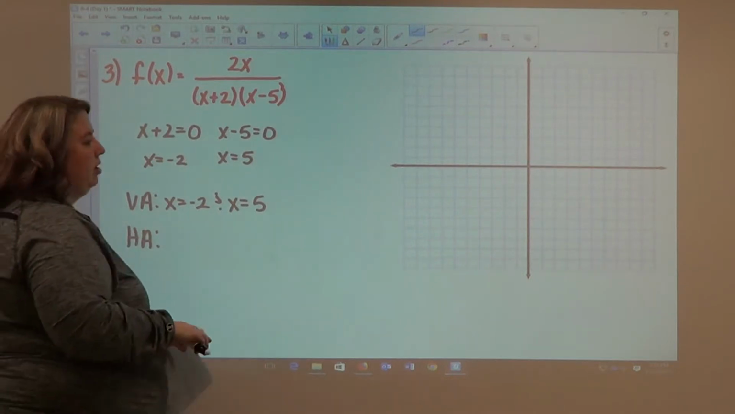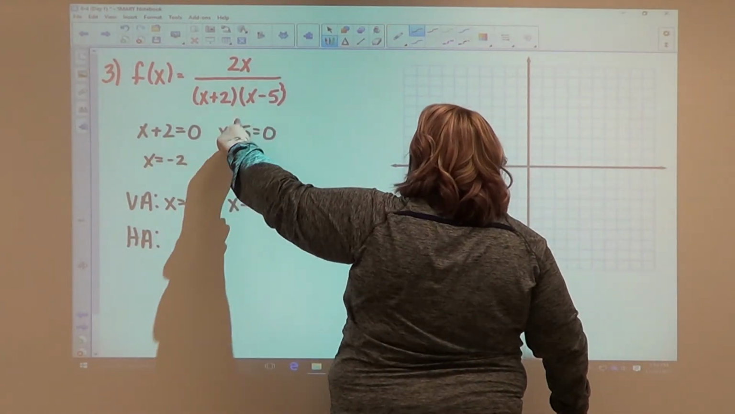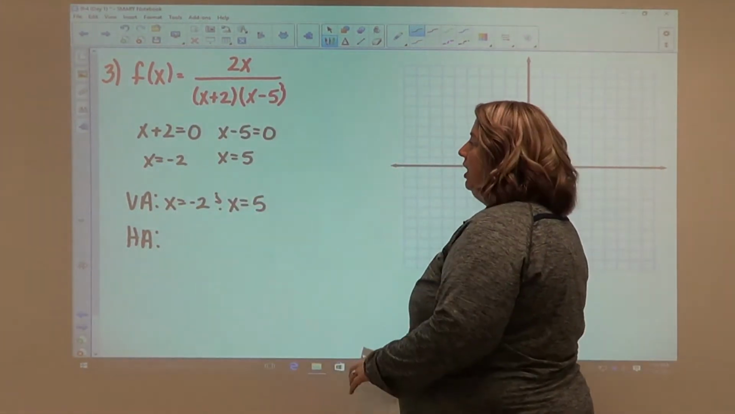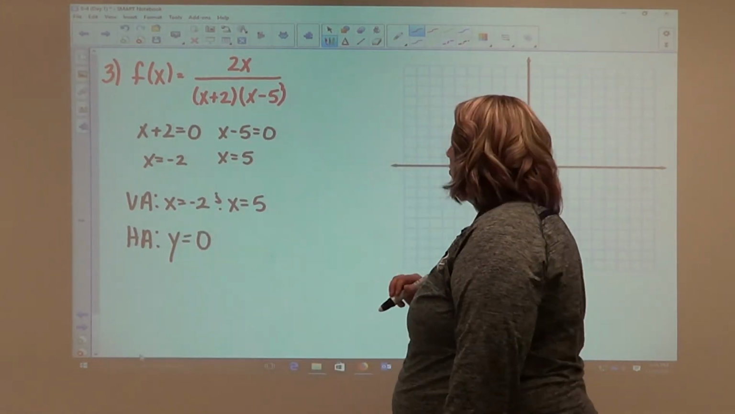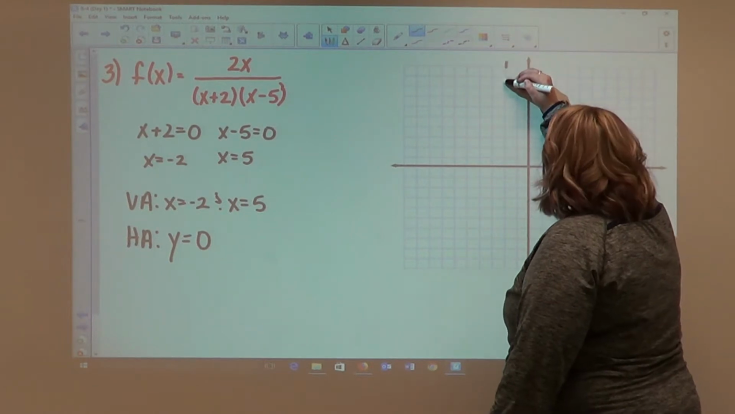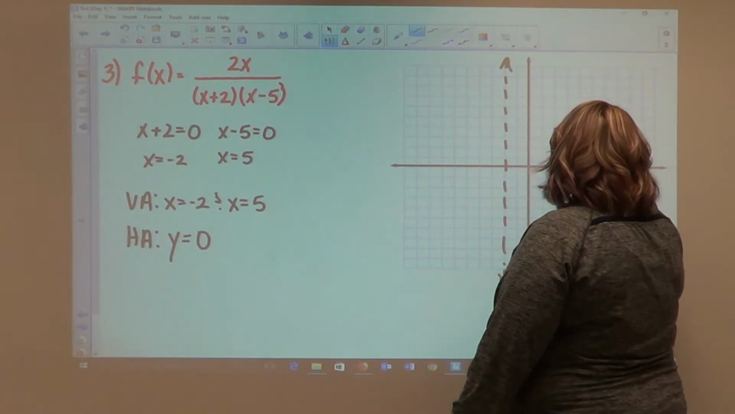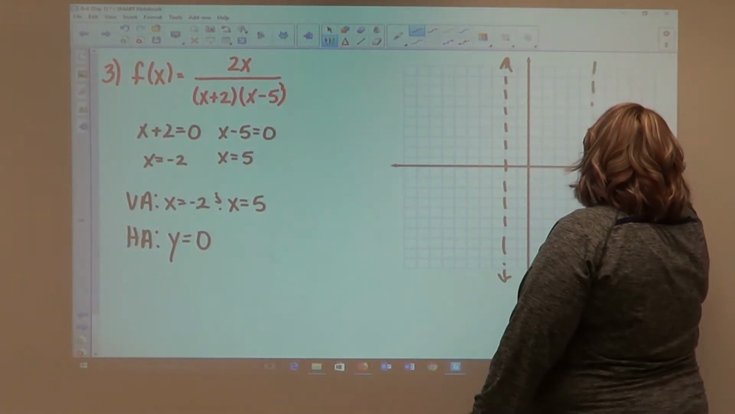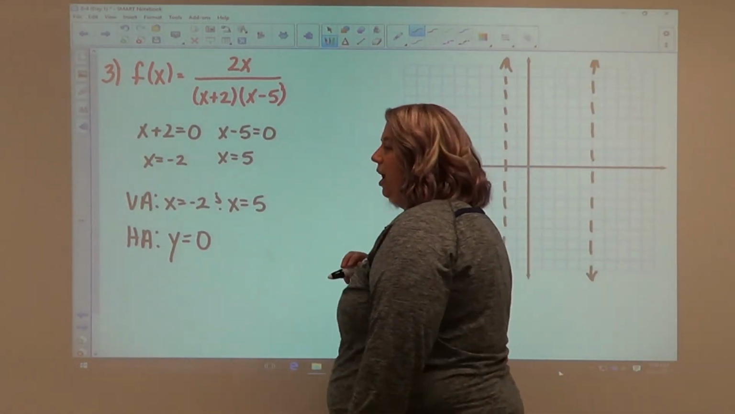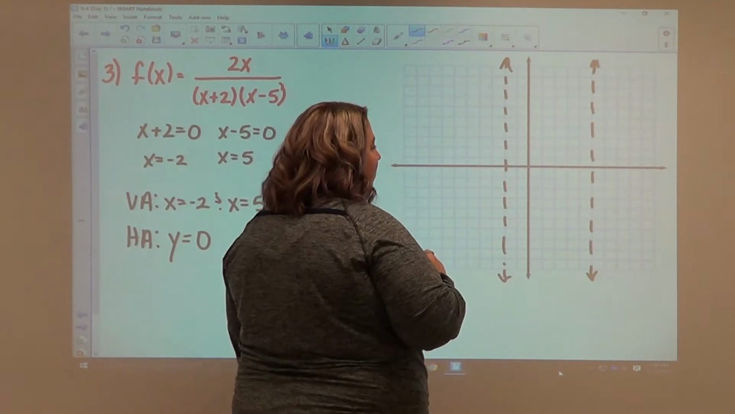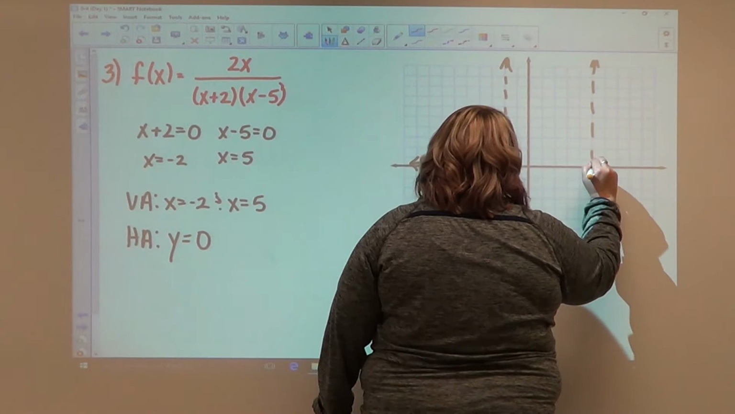For my horizontal, I have one x on top and I have 2 on bottom, so my degree up here would be 1, my degree down here would be 2. 1's less than 2, so my horizontal is y equals 0. So I'm going to go ahead and draw my lines. Verticals are at -2 and 5. Horizontals at 0. Okay. If you have more than one vertical, the horizontal only exists on the outsides.